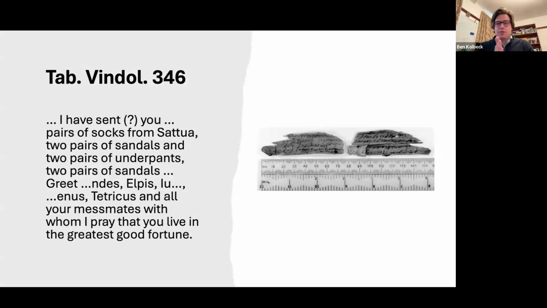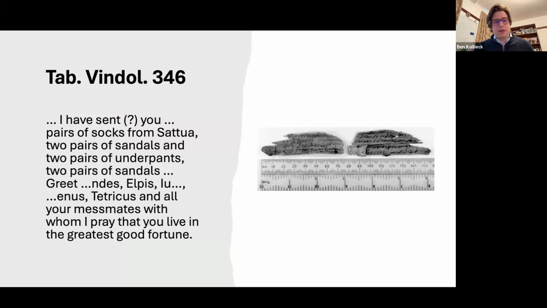We also have a few letters which seem to be between family members of the soldiers and the soldiers themselves, often sending them equipment, going both ways. Sometimes soldiers send money back to their family. Sometimes their family is sending them things to help them. And we know that this is happening from other evidence from Egypt as well.